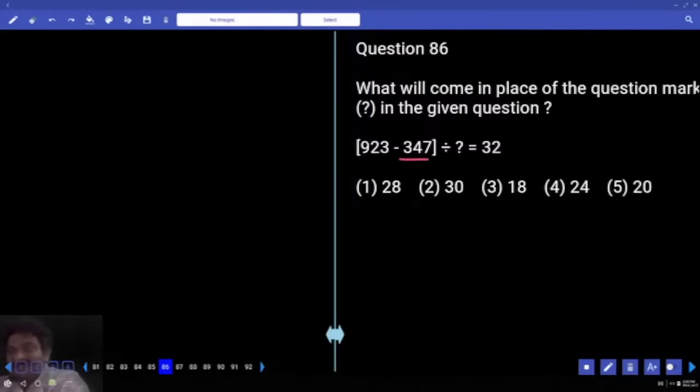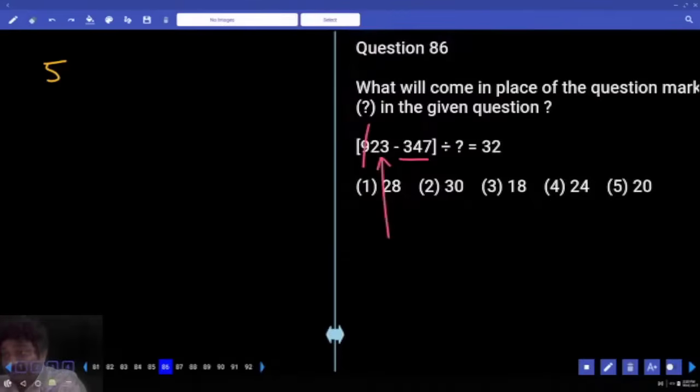Instead of 347, subtract 400, add 53. Subtract 400 from 500. What is left? 23. How much do you need to add? 53. 23, 53. 76. Divided by x is equal to 32. Then x will be equal to that divided by 32 only. First two digits in numerator 57. Denominator 32. Is it 1 time or 2 times or 3 times? I think the answer is done. There is only one option which starts with 1.